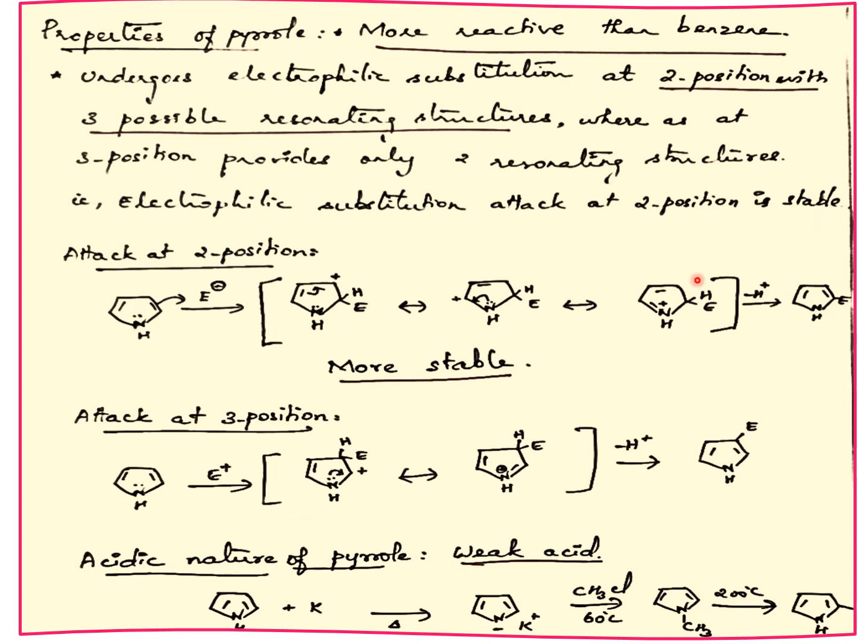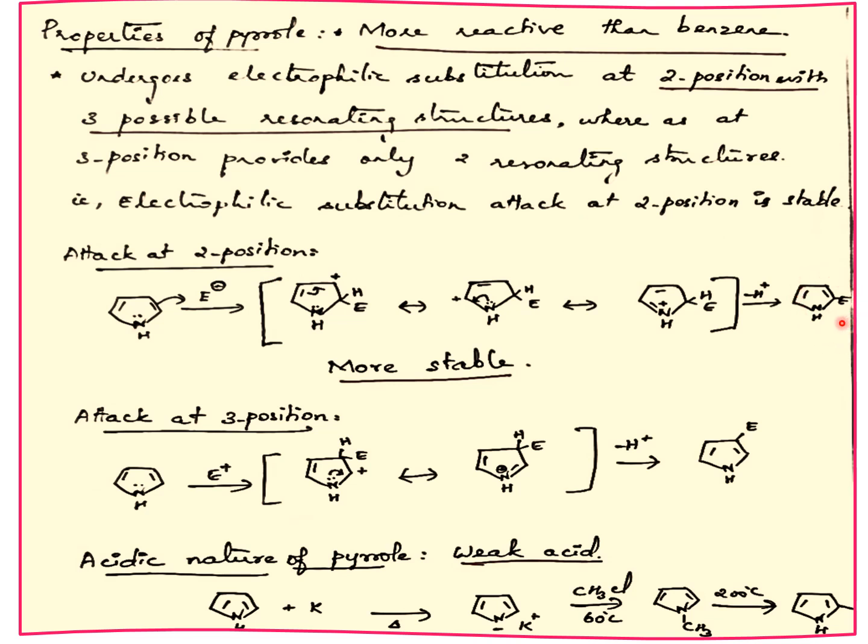For that we should write down the resonating structures of two possible attacking positions, at the second position as well as at the third position. When the electrophile attacks at the second position, it provides three resonating structures, whereas when the electrophile attacks at the third position, it provides only two resonating structures. So while considering the number of resonating structures, the attack at the second position was found to be providing the more stable electrophilic substituted compound.